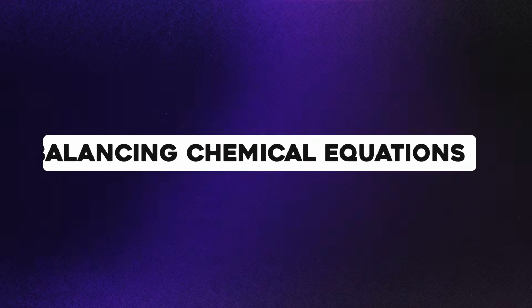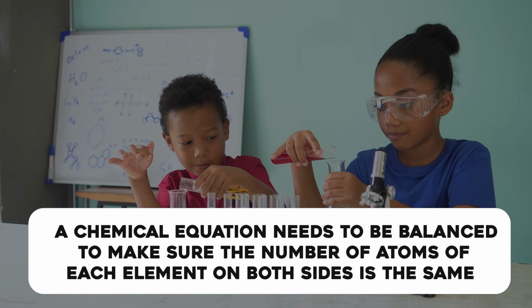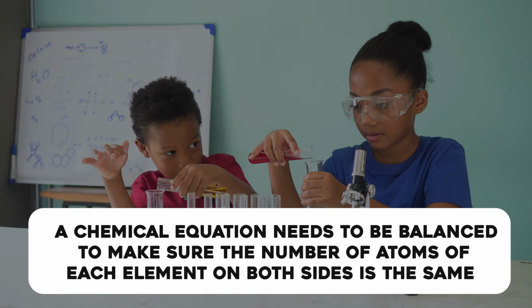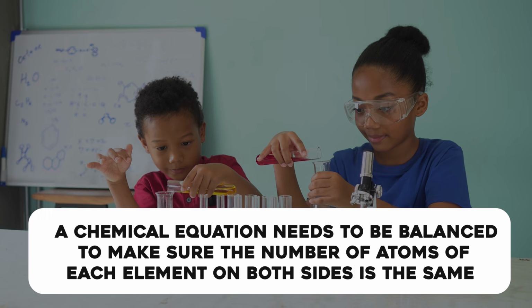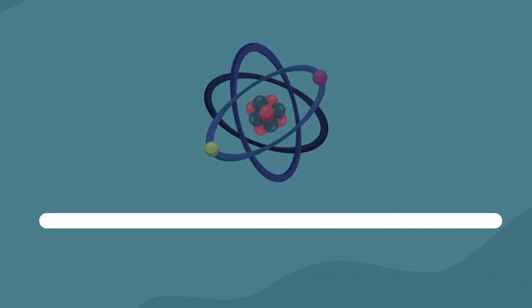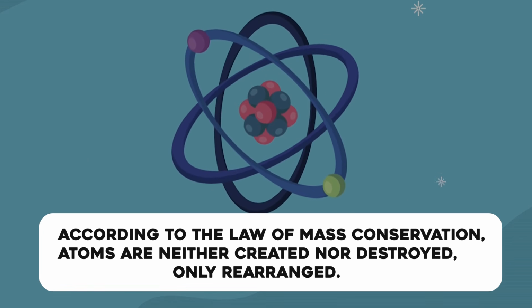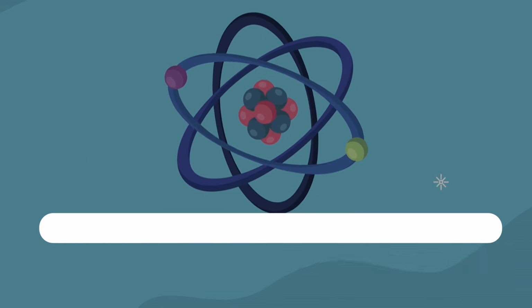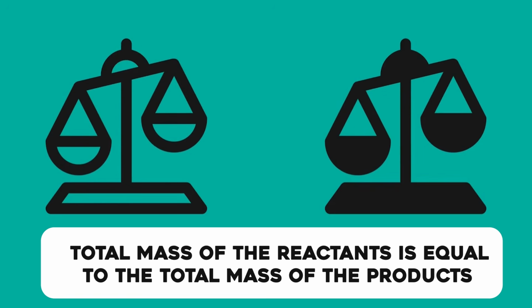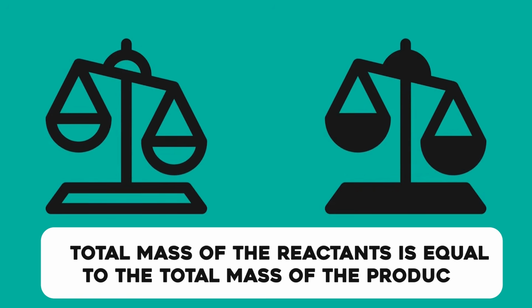Balancing chemical equations. A chemical equation needs to be balanced to make sure the number of atoms of each element on both sides is the same. According to the law of mass conservation, atoms are neither created nor destroyed, only rearranged. This means the total mass of the reactants is equal to the total mass of the products.